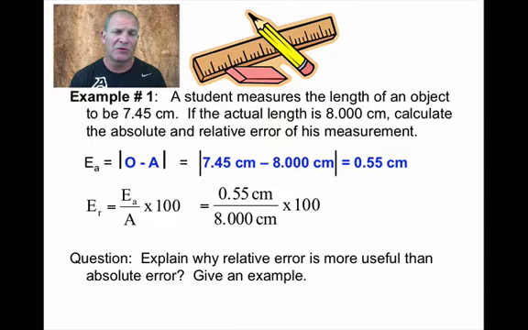That means your answer, you're going to have 2. Your percent will have 2 sig figs. And the percent ends up being 6.9% error.